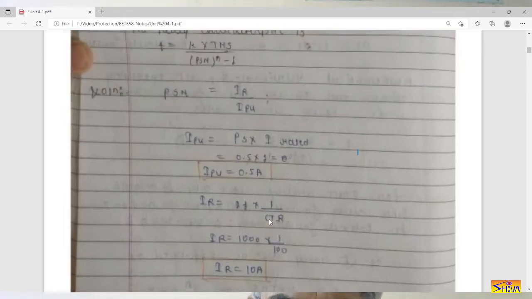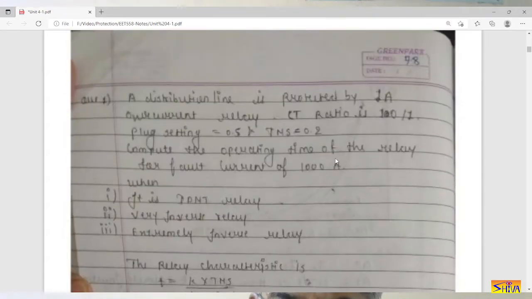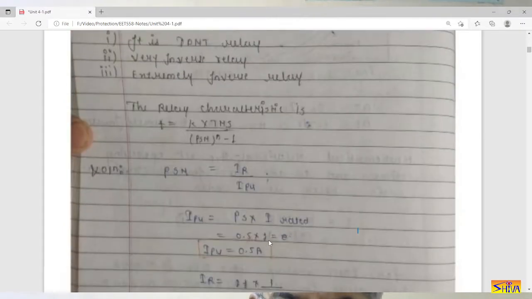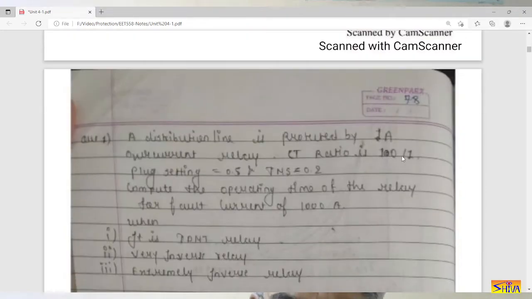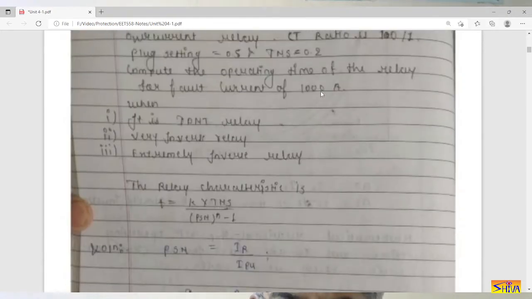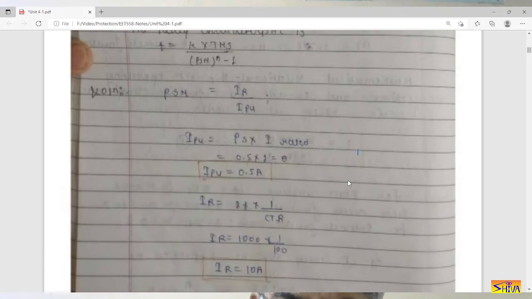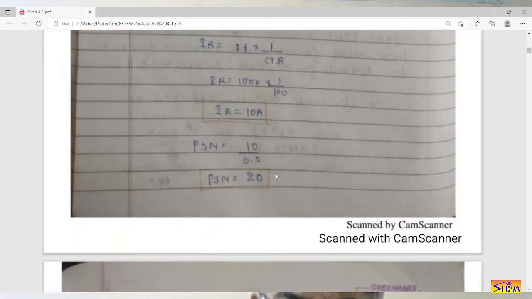Now let us compute this from the primary side of CT. If it is from the primary side of the CT, then relay current will be 1000 ampere. Now pickup of the relay from the secondary side is 0.5 ampere. So when 0.5 ampere is computed on the primary side of the CT, for 1 ampere it is 100 ampere, so when it is 0.5 it will be 50 amperes. So relay current 1000 divided by pickup from the primary side, that is 50, is equal to 20. So plug setting multiplier is 20.